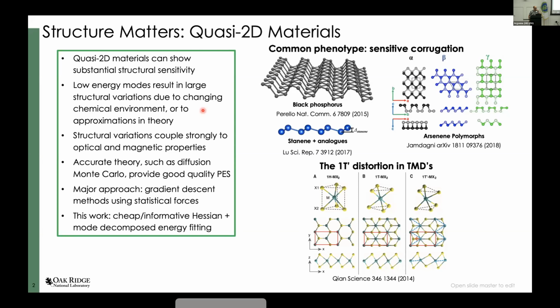And I'd say the main approach in quantum Monte Carlo to date to attempt to relax structures follows from a lot of the approaches in the DFT and other communities: to use forces, right? But in quantum Monte Carlo, forces I think are still approximate, at the level of VMC or VMC plus, right? And some downsides are that the statistical distributions can be ill-behaved, or at least you need to work hard to tame them. So in this work, I propose to combine cheap but informative Hessian information along with a mode-decomposed energy fitting.